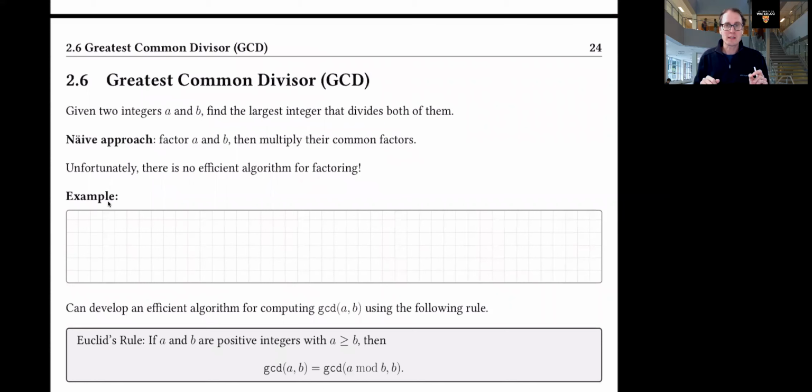Next piece we need is the idea of computing the greatest common divisor. This is the problem that you're given two integers, a and b, and you want to find the largest integer that divides both of them. One possibility is just to factor them and then multiply all their common factors. But that relies on an algorithm for factoring. And as I said in the last lecture, we don't know of an efficient algorithm for factoring. As far as we know, that's a hard problem.